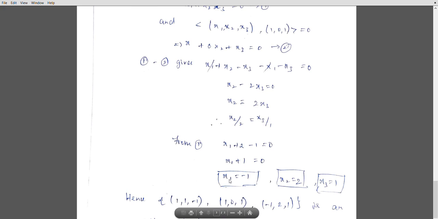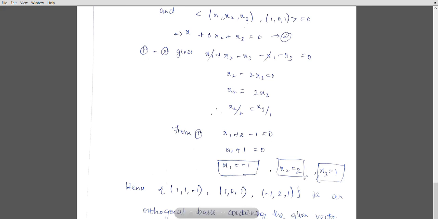Okay, and then if we substitute the values, we get the answer x1 value minus 1, x2 value 2, x3 value 1. So the given vectors 1, 1, minus 1 and 1, 0, 1, together with the minus 1, 2, 1 which we obtained, form an orthogonal basis containing the given vectors. This is the result we get here. Thank you.